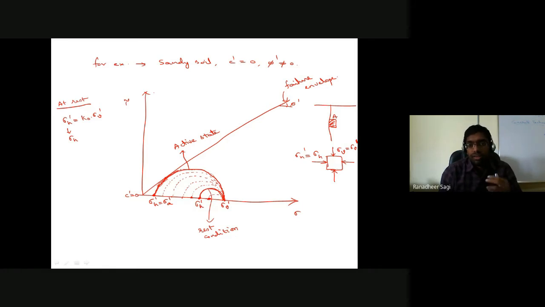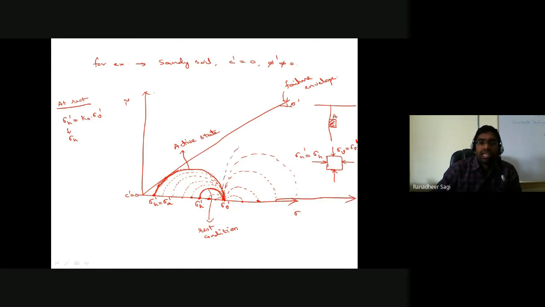Okay, with further movement of the retaining wall towards the soil, your sigma H dash value further increases. If I plot the Mohr circle, I'll have a Mohr circle like this, and a further increase in sigma H dash would give you a Mohr circle like this. Further increases in sigma H dash give Mohr circles like these.